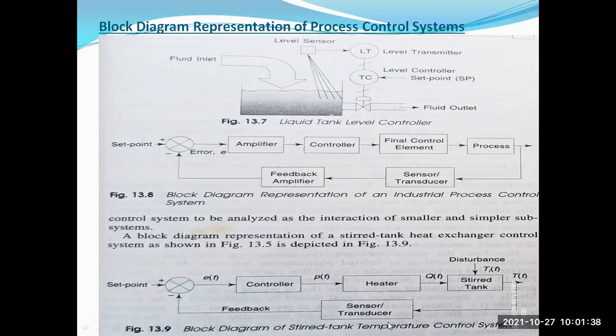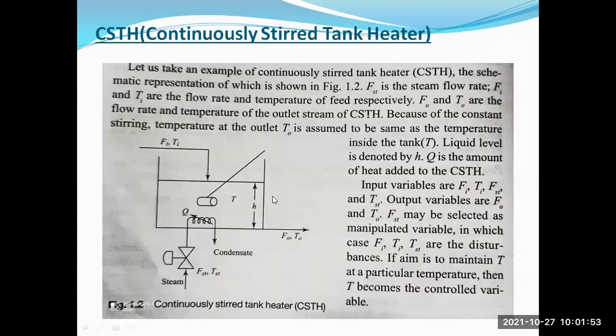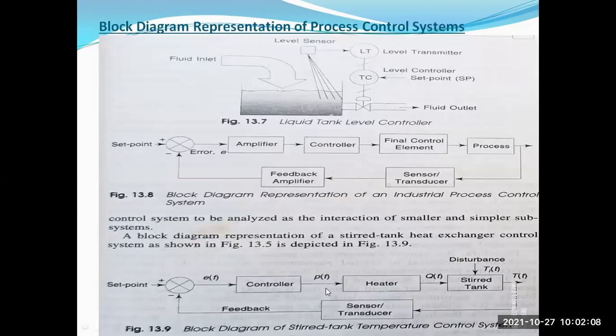Okay, in our previous examples we discussed the stirred tank temperature control system. This is basically the block diagram of that previous example. Here you can see we discussed the continuous stirred tank heater, where the liquid is heated by the heater to a particular desired point that the user has to select. So this is basically the block diagram of this device.